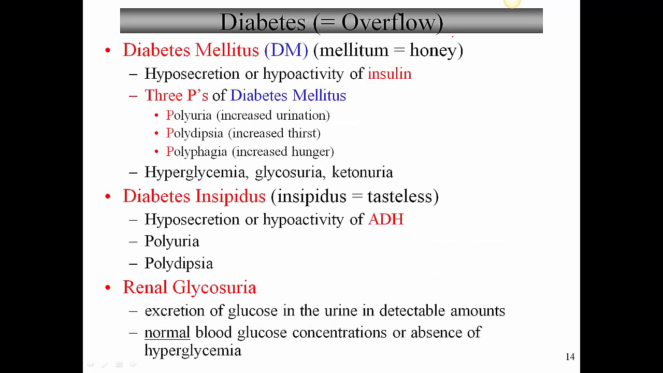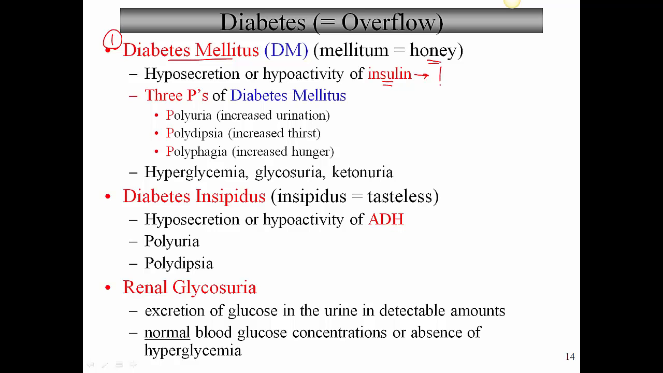A couple more pathological conditions I want to use to illustrate some of the things we've already talked about. I want to talk about a couple of conditions, two of which are called diabetes. One is called renal glycosuria. Let's first turn our attention to the one up on top, which is diabetes mellitus. Diabetes means literally siphon or overflow. Mellitus means honey or sweet. So literally, diabetes mellitus is an overflow of sweet smelling or sweet tasting, I'll talk about that in a little bit, urine. And this can result from the hyposecretion or hypoactivity of insulin.